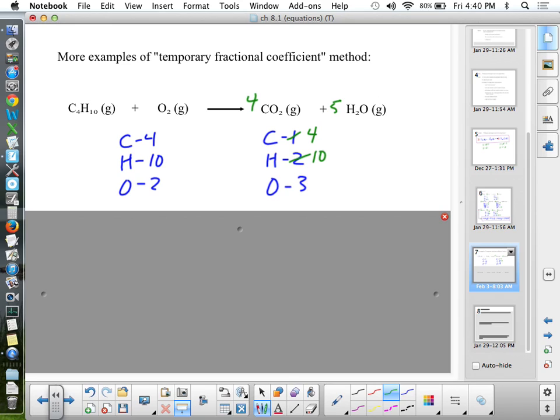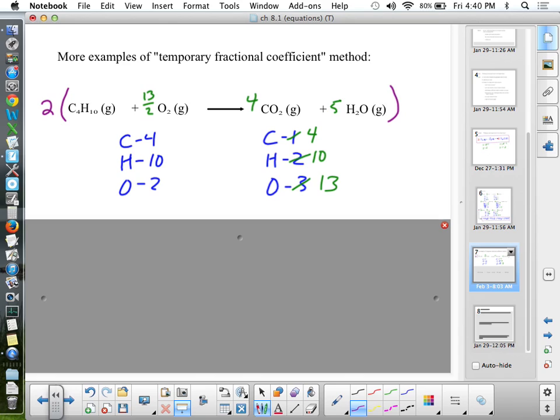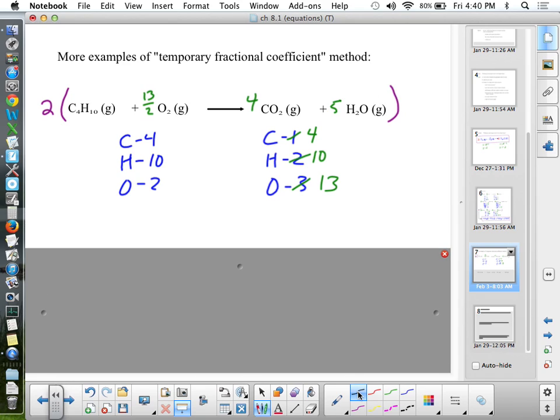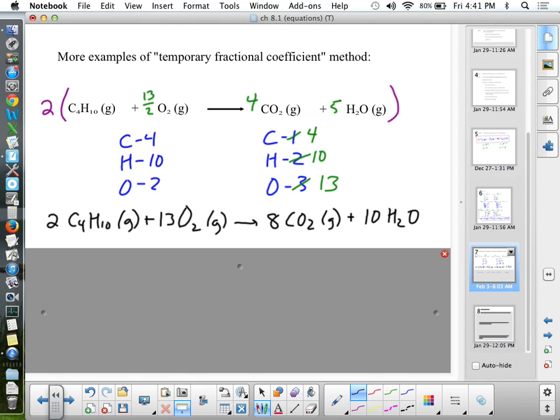That gives me a total of 4 times 2 is 8 plus 5 is 13 oxygens on the product side. Again, I can't have an integer number of O2 molecules and get 13 oxygen atoms, so I will temporarily use a coefficient of 13 halves, multiply that by 2 to get rid of the fraction, then rewrite the entire equation. 2C4H10 plus 13 O2 reacts to form 8 CO2 plus 2 times 5 is 10 H2O.